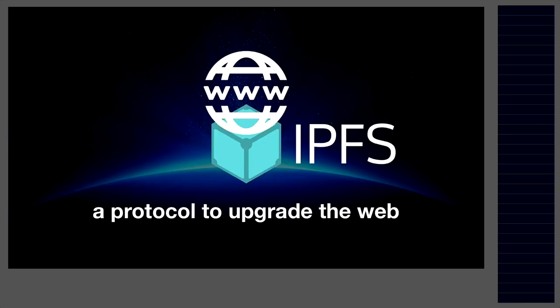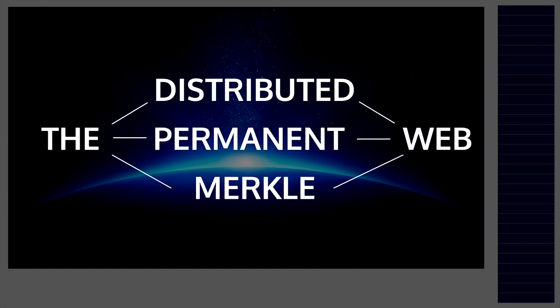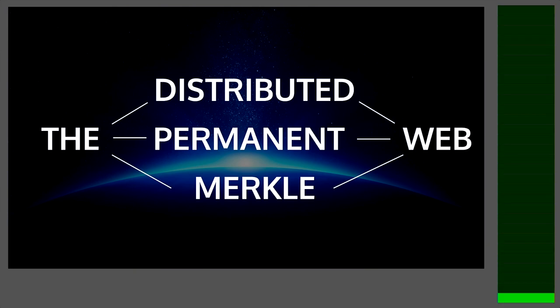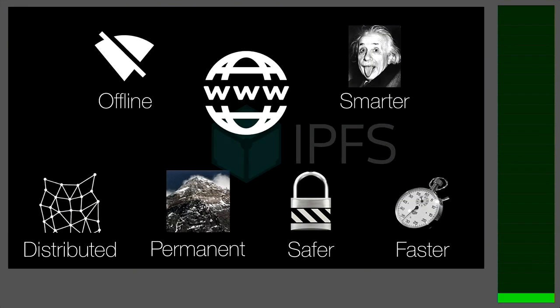So IPFS is a protocol to upgrade the web. We call it the distributed web, or the permanent web, or the Merkle web, you know, for Merkle tree hashing. It's offline, or it can be offline. It's smarter, it's distributed, permanent, safer, and faster.